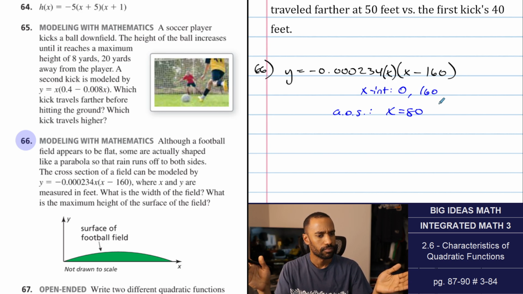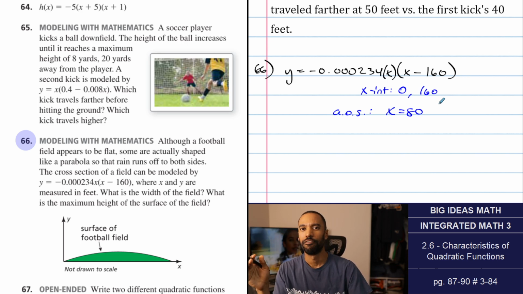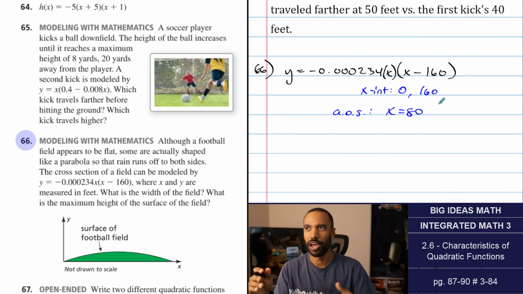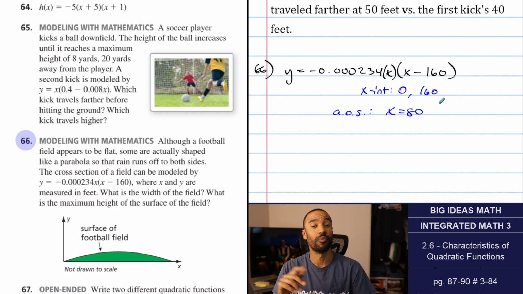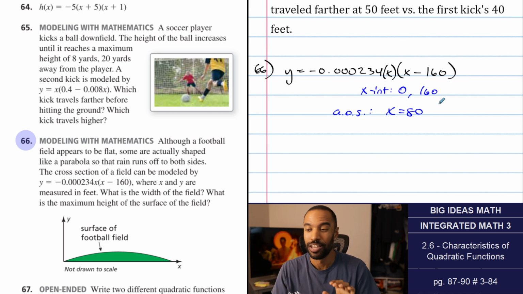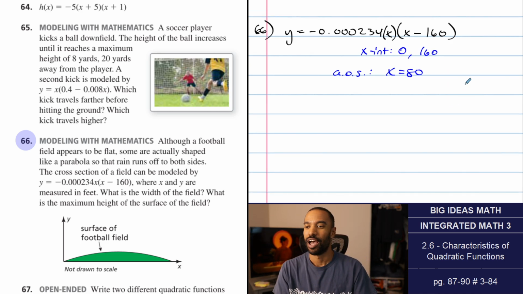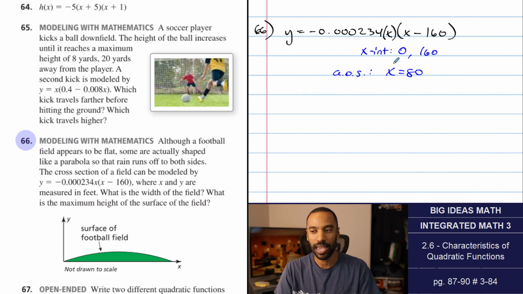Oh, feet. Feet. I was going to say 160 yards. 100 yards is the length of it, or 120 if you consider the end zone. Okay, 160 feet, which is about 53 and a third yards. So I was close in saying 50 yards. Okay, so we still need the 80, though, because we have to now find the height of it. The maximum height is based on plugging 80 into here.